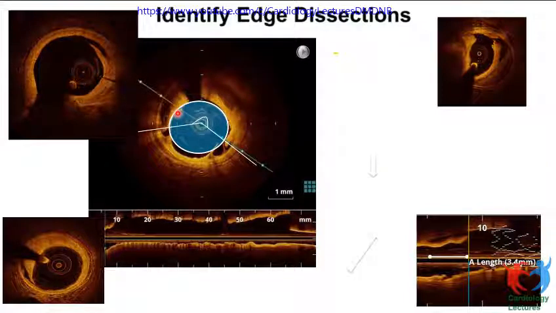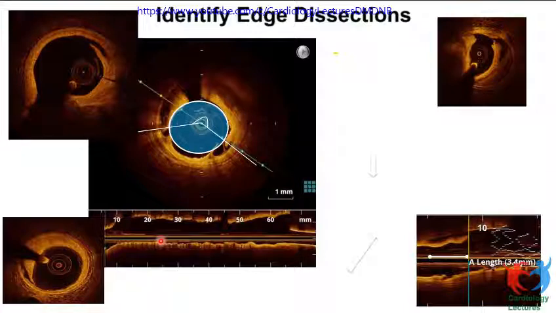If it is less than 60 degrees, something like this, which is less than a quadrant extension, then it is a minor degree of dissection. That is one point. And length of dissection is important. How to make out length on an OCT is you should look at these longitudinal images. You see here, you measure it.